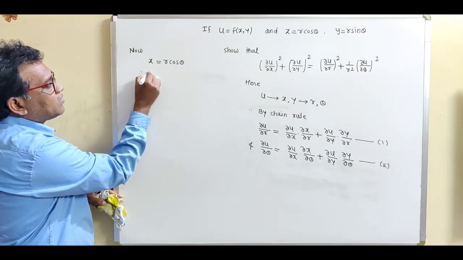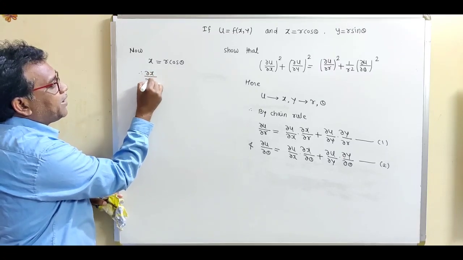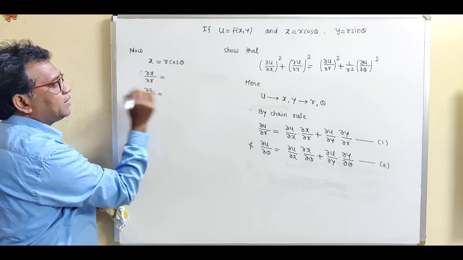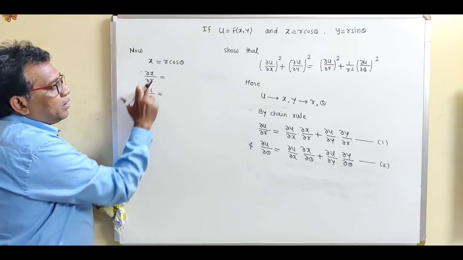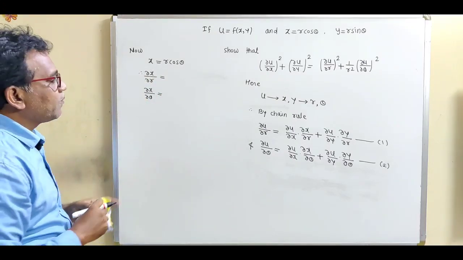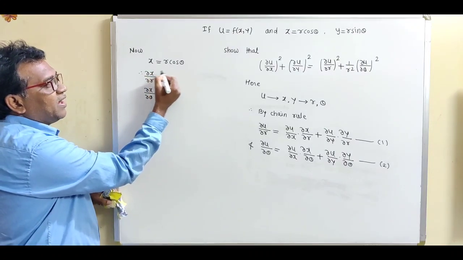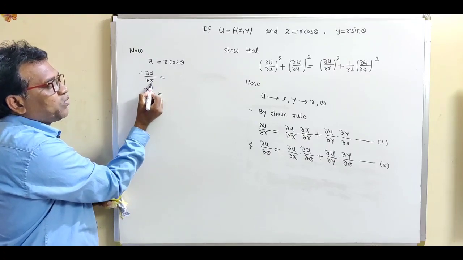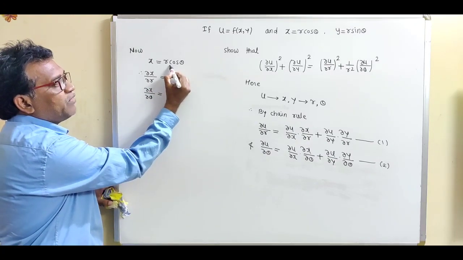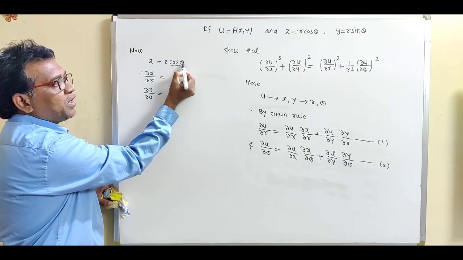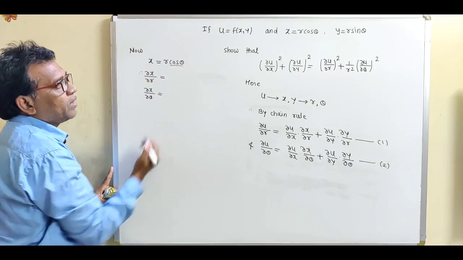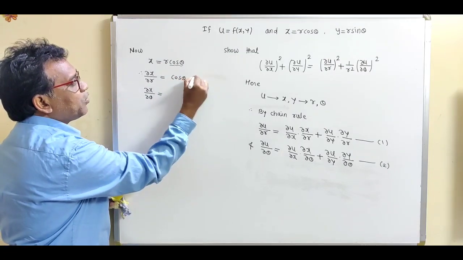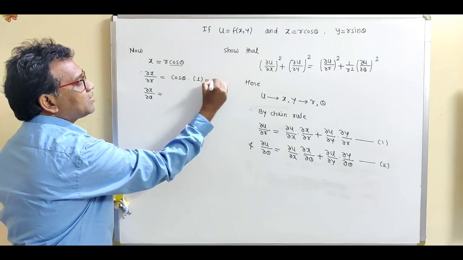So from x, find out the partial derivative del x by del r and del x by del theta. Now how to find del x by del r? Differentiating this x partially with respect to r means keeping the remaining variable constant. So we keep theta constant. So cos theta is a constant term, into the derivative of r, which is 1. So this is just cos theta.